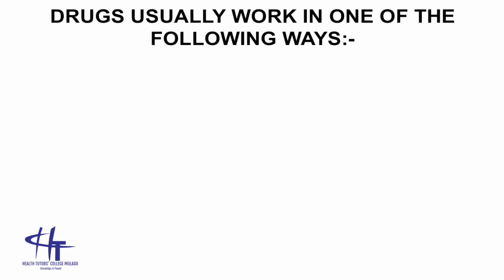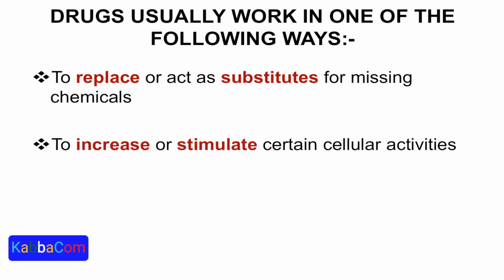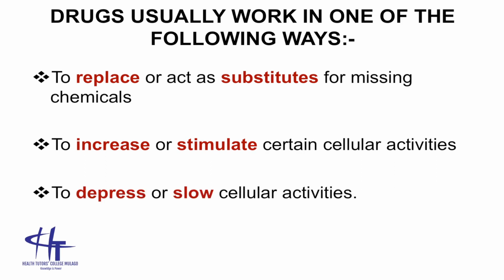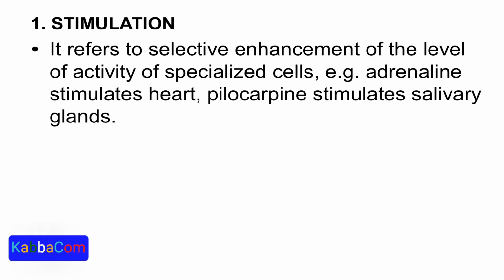Now, how do drugs work? Drugs work in some of these ways. One, they can act to replace or substitute the missing chemicals. They can be used to increase or stimulate certain cellular activities, or they can be used to depress or lower cellular activities. They can also interfere with the functioning of foreign cells. In detail, by stimulation, these drugs enhance the level of activity of specialized cells.